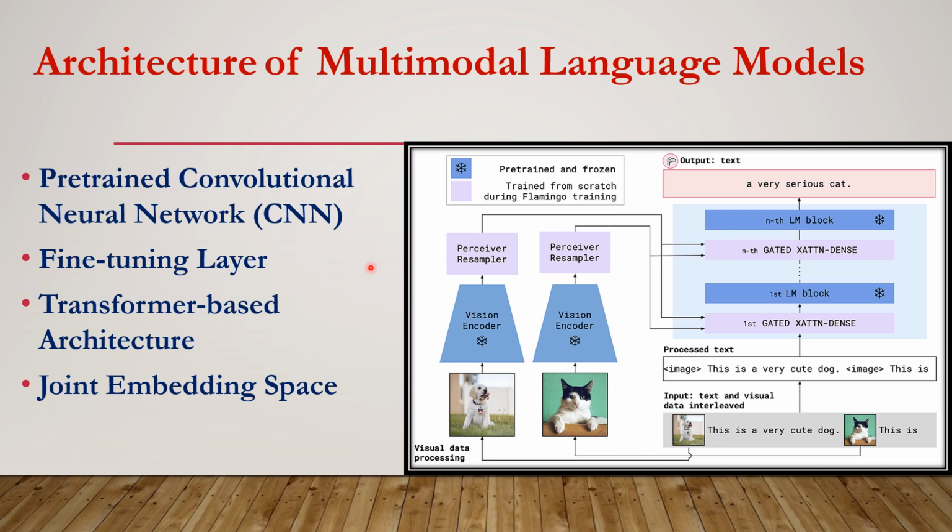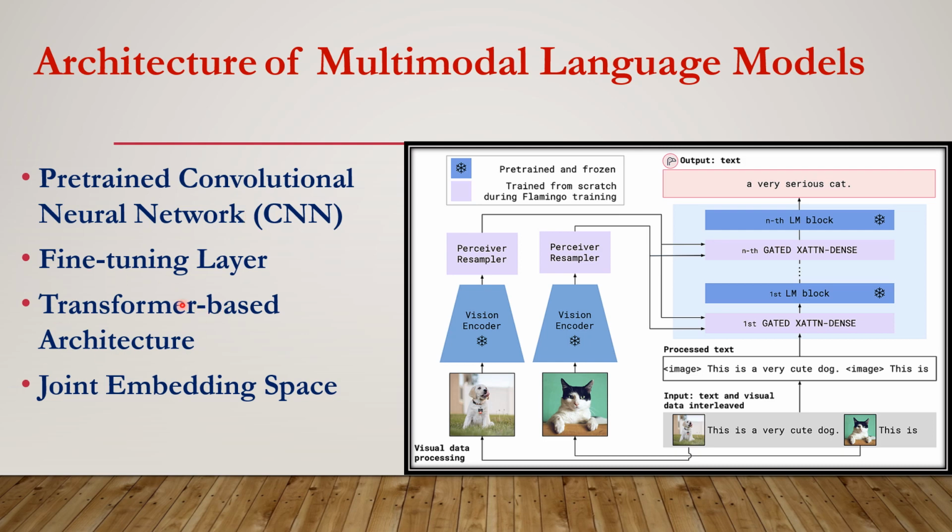Then we have a fine tuning layer. The extracted visual features are then passed through a fine tuning layer that adapts the generic features to the specific task of image captioning, which allows the model to focus on relevant details and discard irrelevant information. Then we have the language module, which includes a transformer-based architecture.